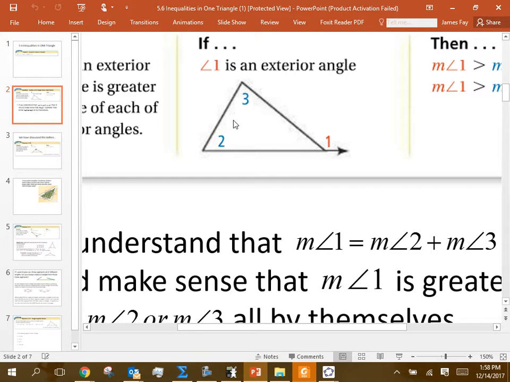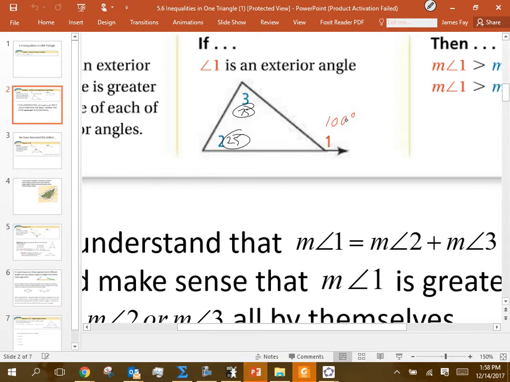If I look at angle 1, give me a measurement for angle 1. Let's go a little bit bigger. 100. Okay, 100 is fine. So if that's 100 degrees, we had a theorem in chapter 4 that said angle 2 and angle 3 have to add up to 100, right? So give me an angle for number 2. 25. Okay, so that's 25. This would be 75.